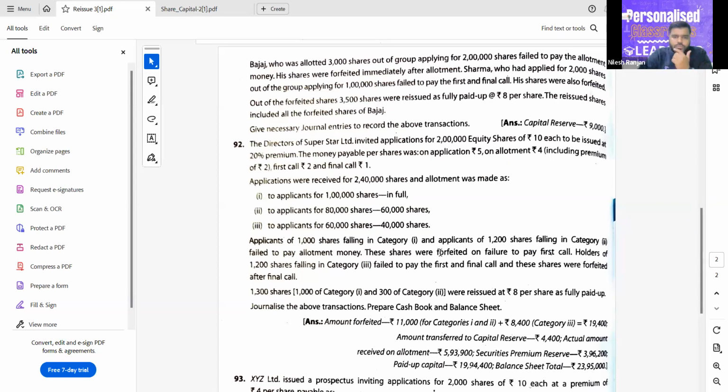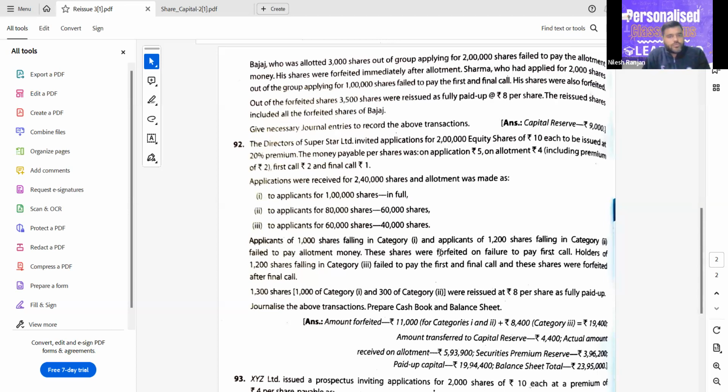Share falling category 2. There are 3 shareholders. Information is given in the question. They failed to pay the first and final call, and these shares were forfeited after the final call. 1,300 shares, 1,000 of category 1 and 300 of category 2, were reissued at 8 per share as fully paid up. Journalize the above transaction, prepare the cash book and balance sheet.